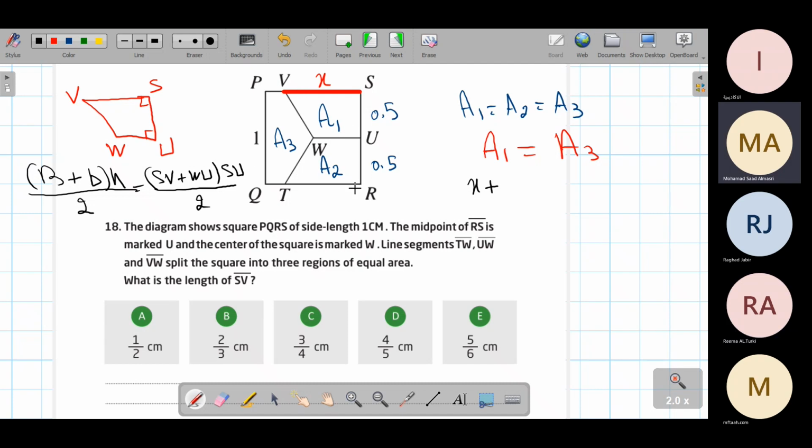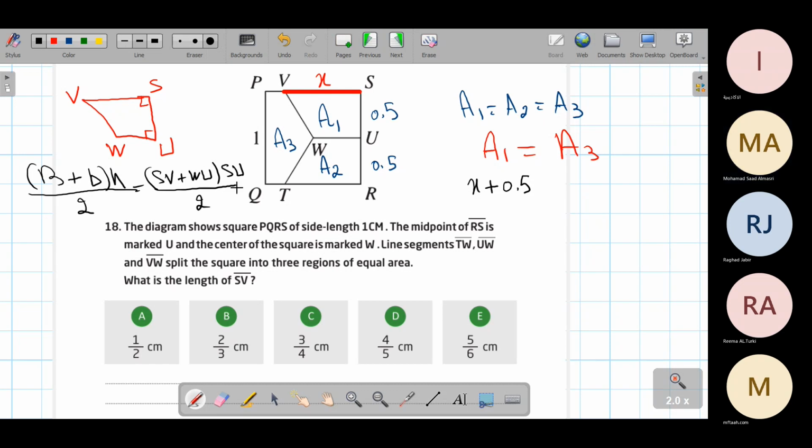Let's put every length by its value. SV is equal to x. So x plus WU. This is the rectangle, and W is at the center of the square. So the distance between W and U will be half of the length of the side. The side of this square is equal to 1 centimeter. Half of 1 is equal to 0.5. Understood how I get 0.5?